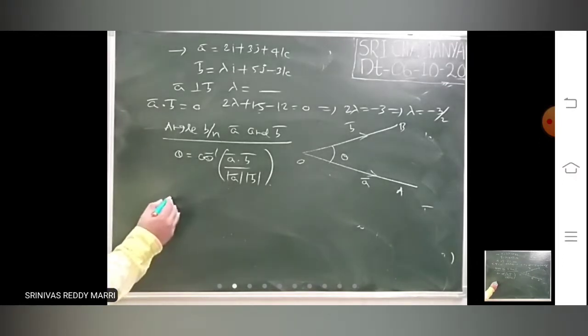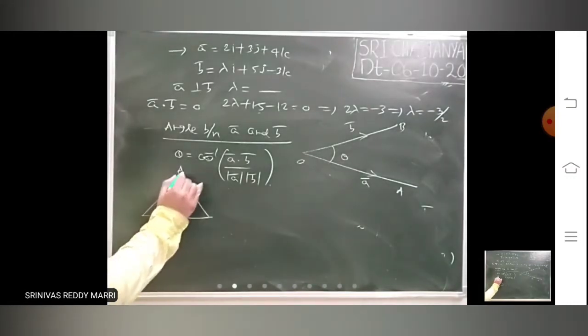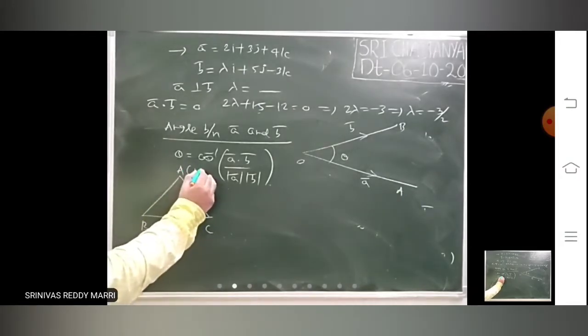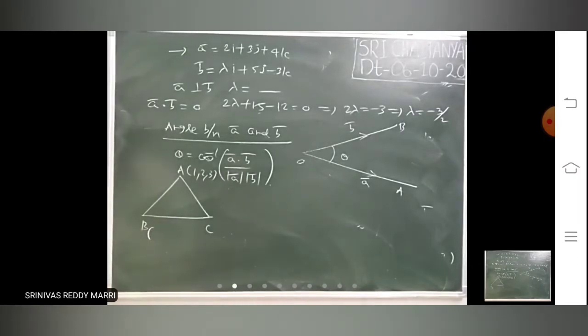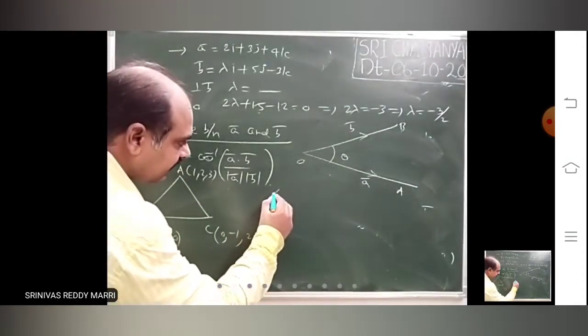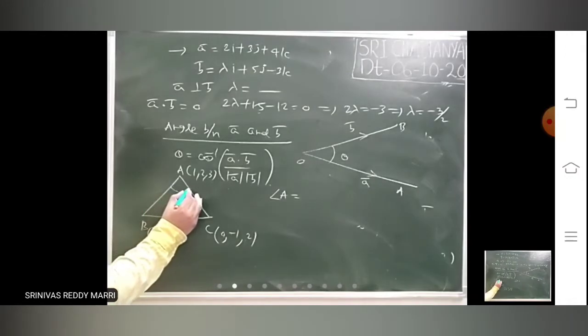Now I will give a problem. In a triangle ABC, three vertices are given. This is 1, this is 2, this is 3. So this is minus 2, 1, 0. And this is 0, minus 1, 2. Position vectors are given. I want to calculate angle A. That means angle A is this one.